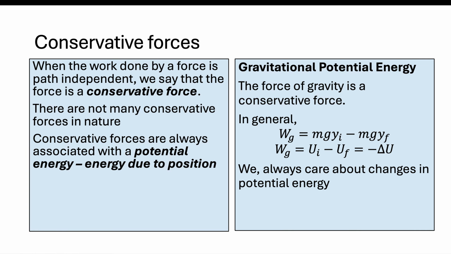So in general, we can write the work done by gravity as just the potential energy initial, mgy initial, minus the potential energy final, mgy final. So this is just potential energy initial minus potential energy final. And anytime we have the difference between final and initial, we always write that as a change. Now in this case, it's initial minus final. So the work done by gravity is just the negative of the change in potential energy.